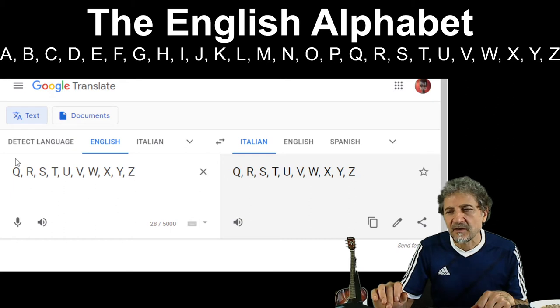Q, R, S, T, U, V, W, X, Y, Z. Let's now. Google, say it. Q, R, S, T, U, V, W, X, Y, Z. Let it repeat because it's going slow now. Q, R, S, T, U, V, W, X, Y, Z. Okay, now you go after me.